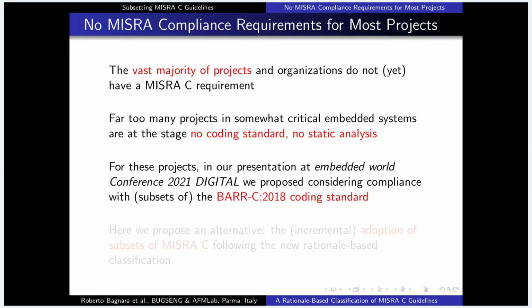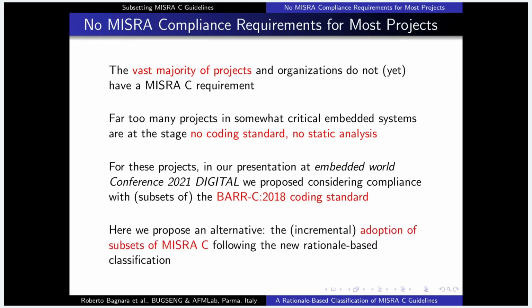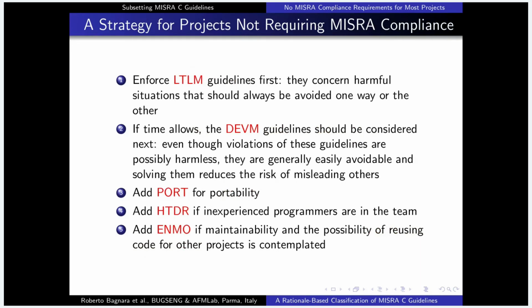And for the projects that do not yet have a MISRA C requirement, in a presentation we gave to Embedded Conference 2021, which I think is already present also on the BUGSENG YouTube channel, we recommended as one possibility embracing the BARR-C 2018 coding standard. And here we propose an alternative to the projects that do not yet have a strict MISRA compliance requirement: to adopt a subset of MISRA C following the rationale-based classification. So let's talk about projects that do not have already a strict MISRA compliance requirement.